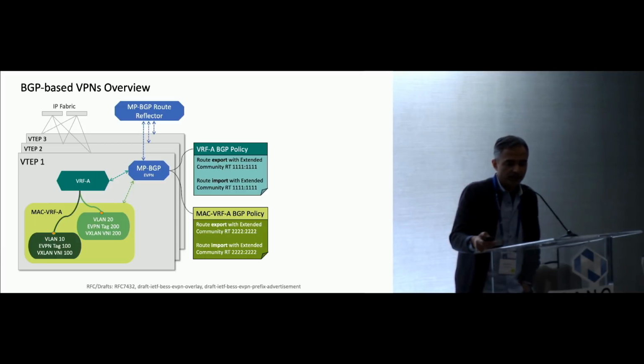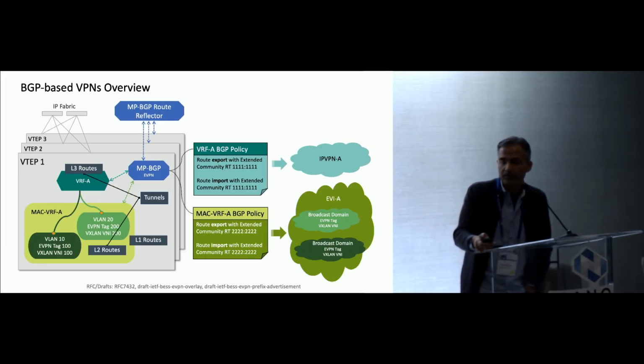In the process of exporting and importing routes, you populate your routing tables, your forwarding tables: your L3 VPN IP routes in your VRFs, L2 routes in your MAC VRF, and the information that you need with those routes corresponding to the tunnel information to establish the tunnels, and then the L1 routes, which we'll talk about really quickly in the next slide. And this gives you your overlay VPNs. Okay.